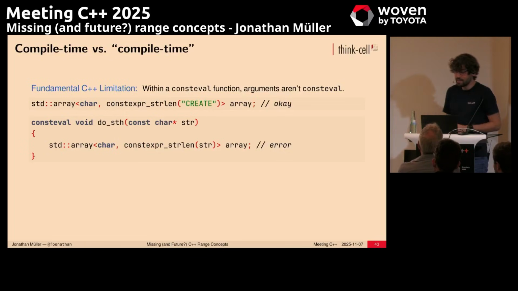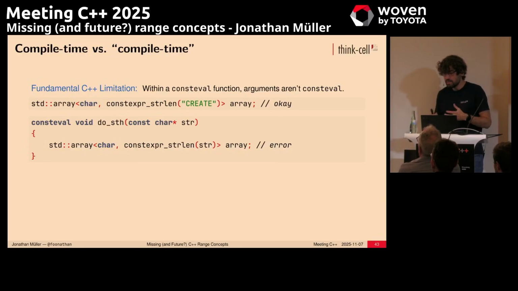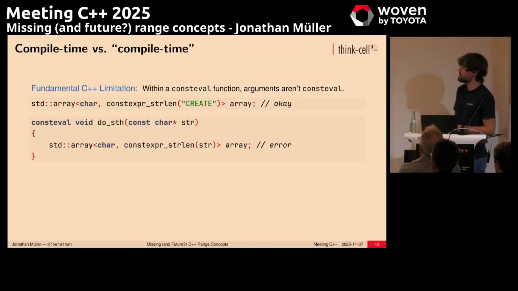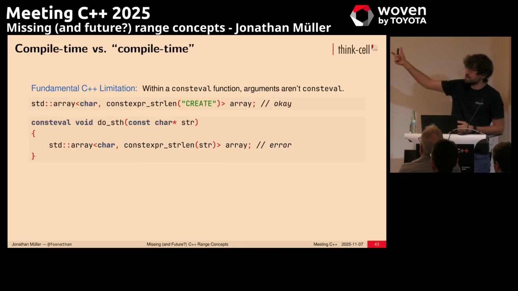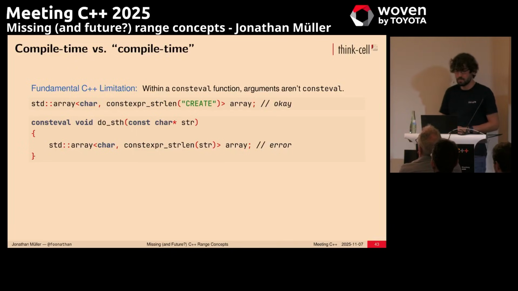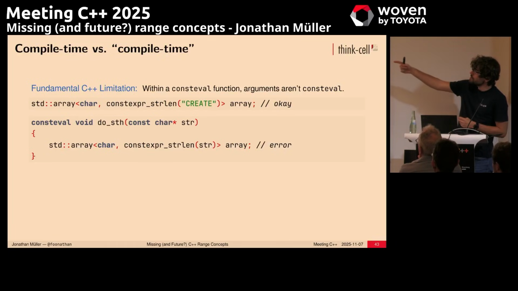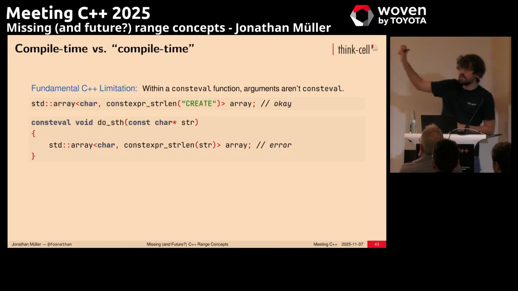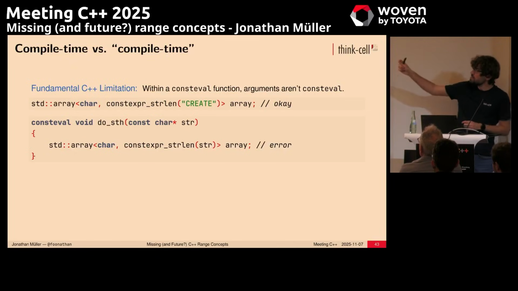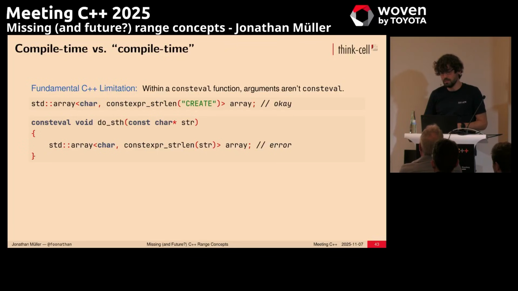So the fundamental limitation in C++ is that within a const-eval function, the arguments are not const-eval. So the first line is okay. We're having a string literal, we're passing it to constexpr strlen, which gives us a compile time value. We can use it in a context where we expect a compile time value, everything is good. However, the second one isn't okay because we're having a const-eval function. And even though this function is only ever called at compile time, within the body, string isn't a compile time constant. So we can't use it in place of a compile time constant. Right?